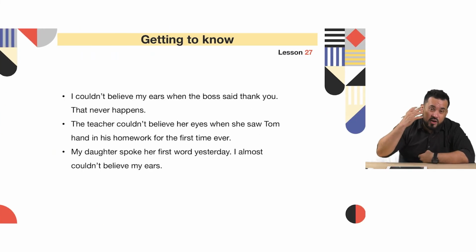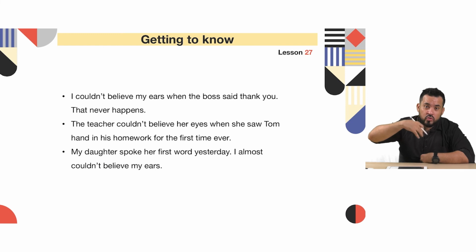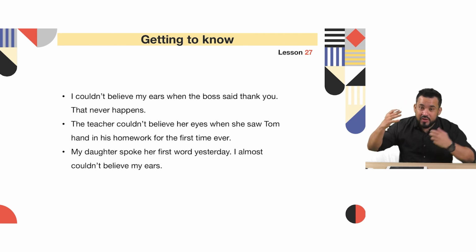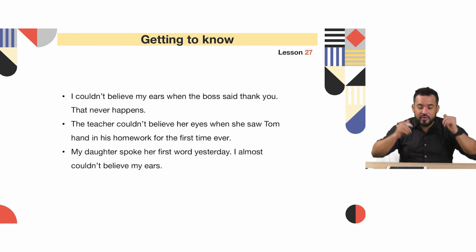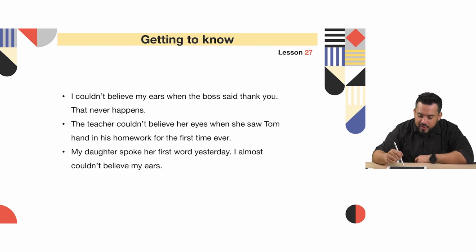Okay, so you can say I couldn't believe my eyes about seeing something, being shocked at seeing something so terrible or so exciting or so horrifying. But if you hear something that you couldn't believe, then we use I couldn't believe my ears, because in this case, you will not be seeing it, you'll be hearing it. I couldn't believe my ears when the boss said thank you. That never happens because my boss is not very nice.